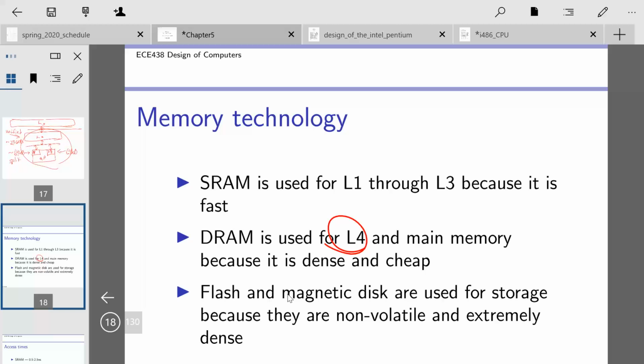And then of course flash and magnetic disk are used for the file system, for storage. That's because they're non-volatile and extremely dense. They're even more dense than DRAM. The key is that they're non-volatile, which means that when power is removed, they retain their memory, whereas DRAM and SRAM lose their memory when you remove power. That's where you generally store your operating system, your application code, and all of your user files. Now the file system is all managed by the operating system.